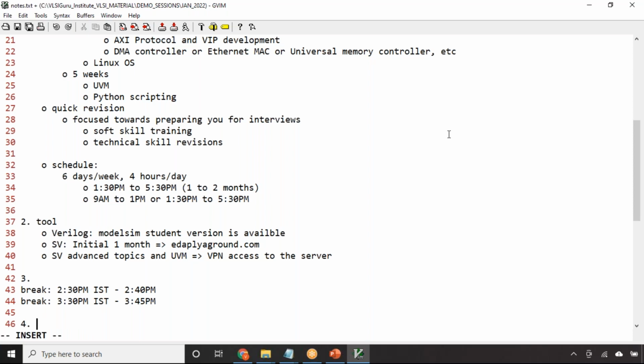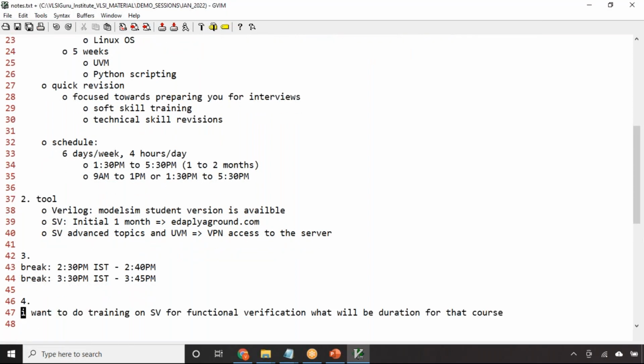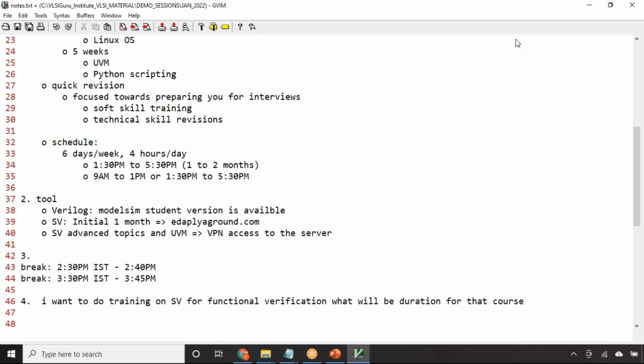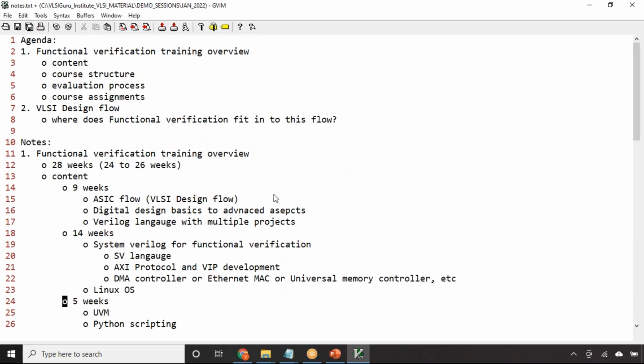Okay, so this is about the course structure. The next break will be at 2:30. Someone is asking a question: I want to do training in SystemVerilog, and what will be the duration for that? The duration for SystemVerilog training will be 14 weeks.